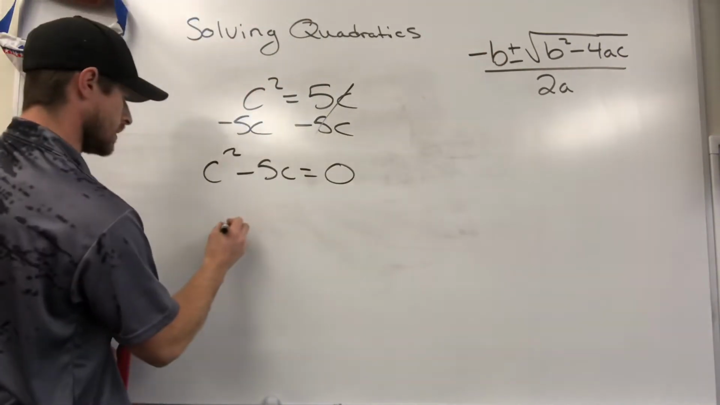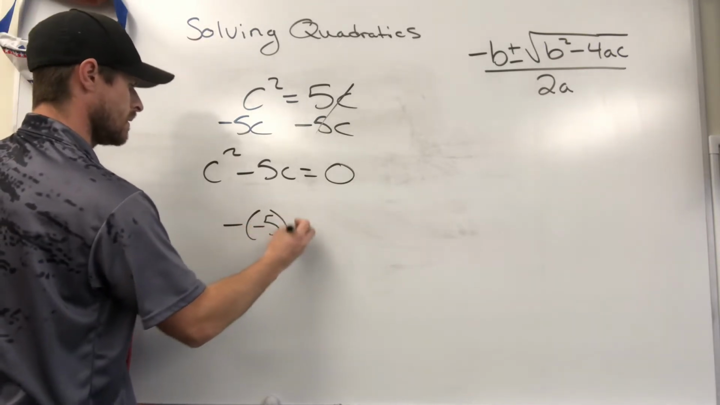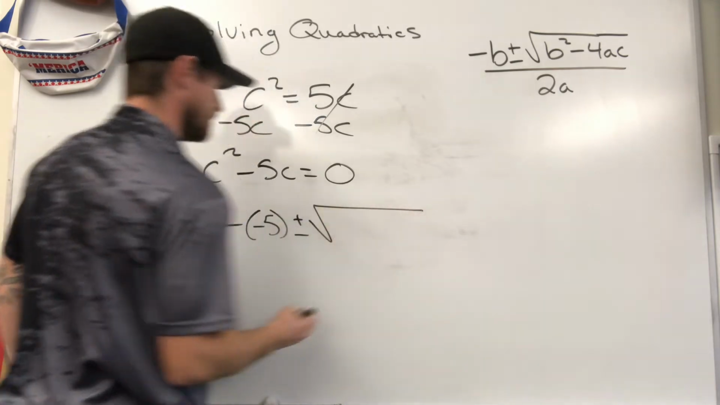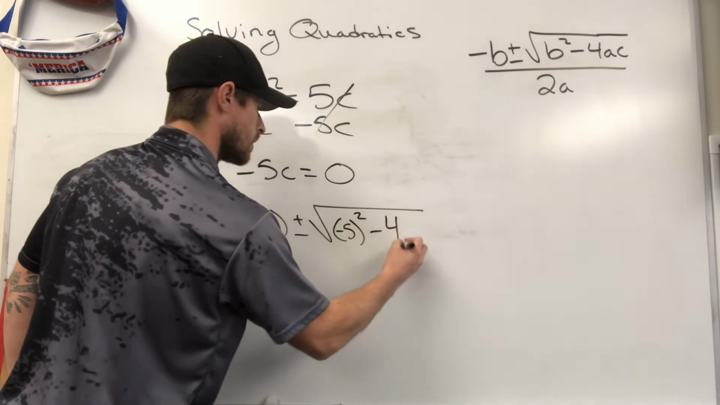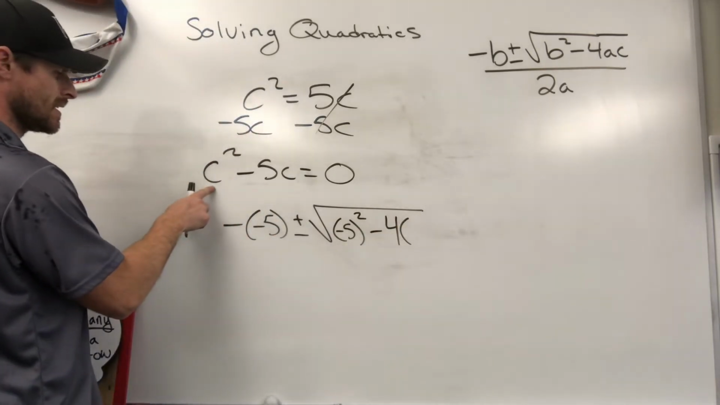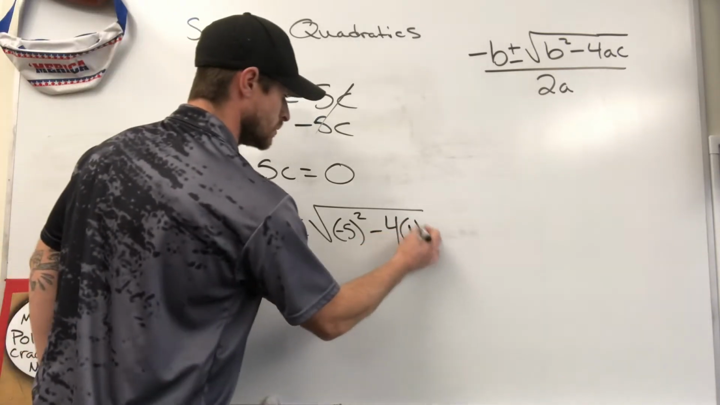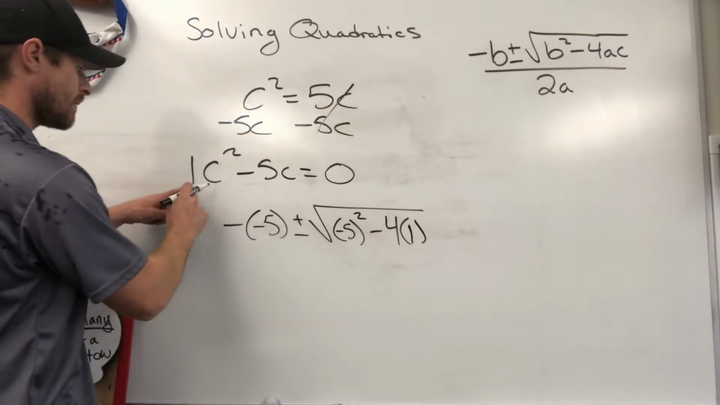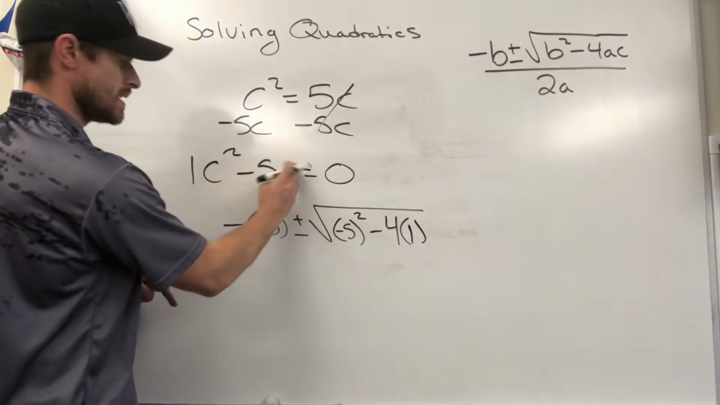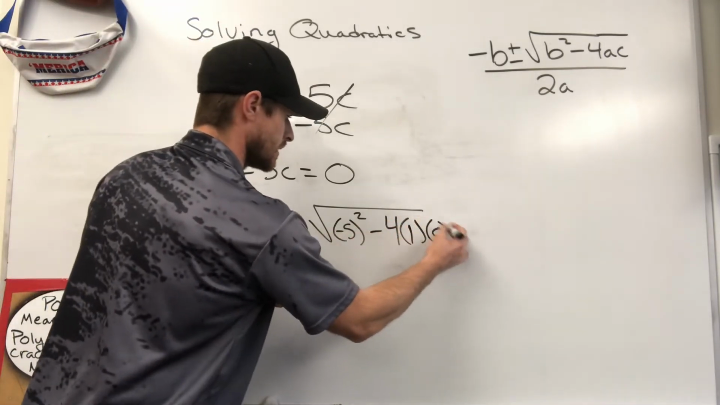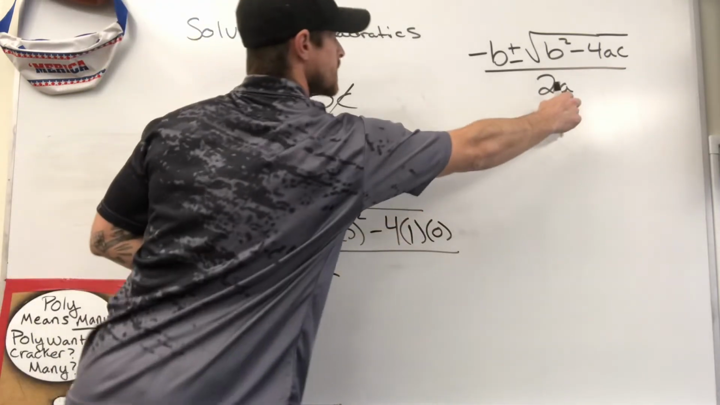Negative b, so negative, my b's -5, plus or minus the square root of, again, my b is -5, squared, minus 4 times my a. c is a variable with a coefficient of 1 in front. We just don't show the 1, but you do need to show it there. And remember, we have ax squared plus bx, but no c. The c is a 0, so you need to put a 0 in right there. And then 2 times a.